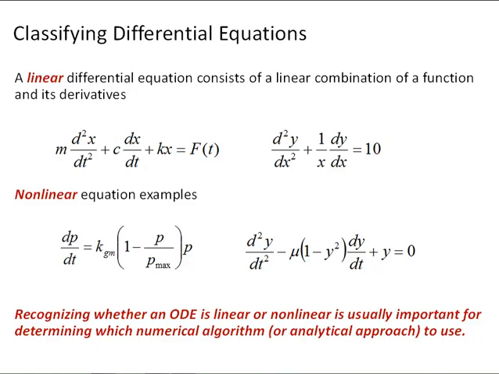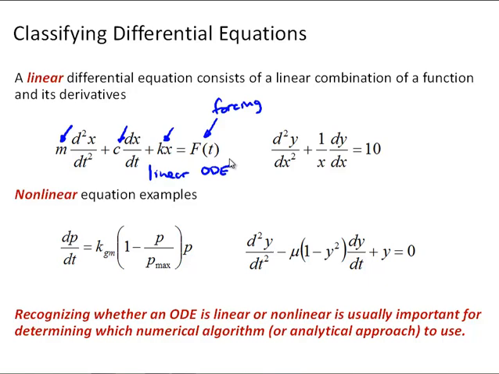So here's that spring mass oscillator again, and we have a constant m times the second derivative of x plus a constant c times the first derivative of x plus a constant k times x equal to some forcing function, again, f of t. So that would be a linear ordinary differential equation. Again, it's an ordinary differential equation because it only includes derivatives with respect to one independent variable.